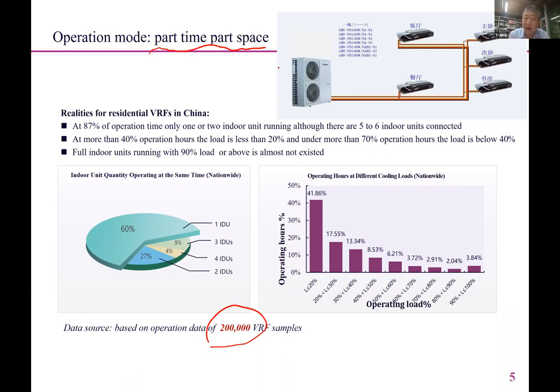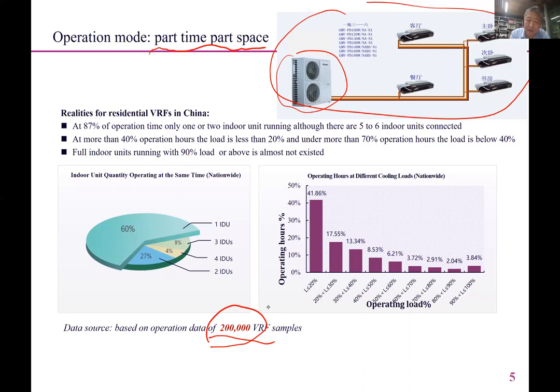One outdoor unit can be connected with five or six indoor units for the whole family. It's in fact a kind of small-scale central air conditioning, very modern in China here. And then we got the whole year's data, minute by minute, a huge amount of data.